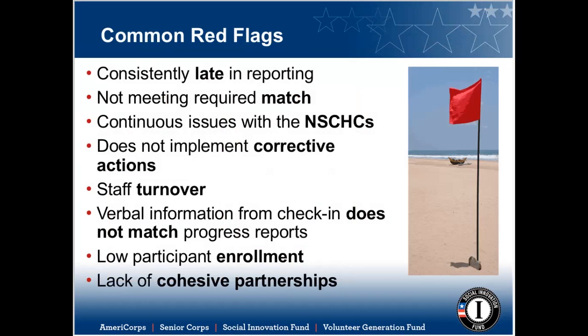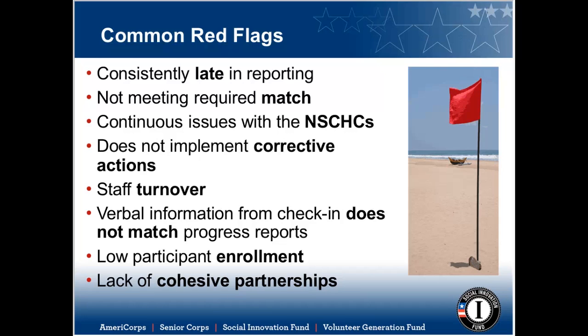As you monitor subgrantees, you may note some red flags that will signal your need to address. At any point in your monitoring plan, take these into account and shift the risk level. So, consistently late reporting may be a sign of inadequate staffing. Not meeting match may signify troubles with partners or organizational commitment to the SIF program. Continuous issues with National Service Criminal History checks may be inadequate staffing levels or inadequate training. Subgrantees that don't implement corrective action plans could signal a larger organizational support issue.